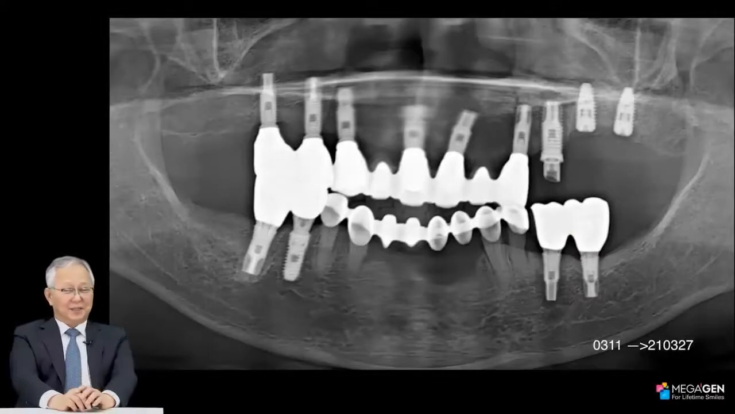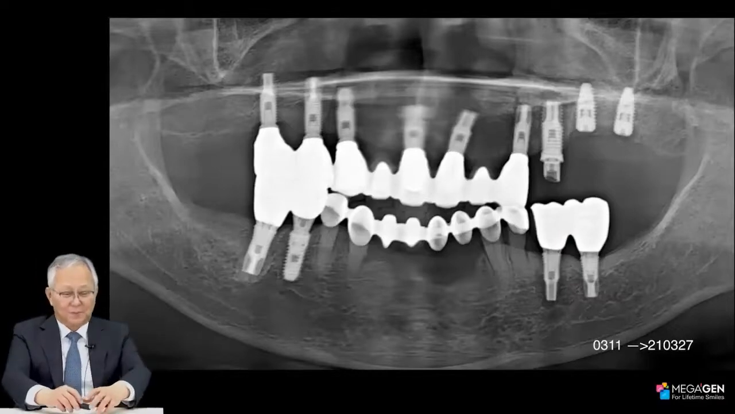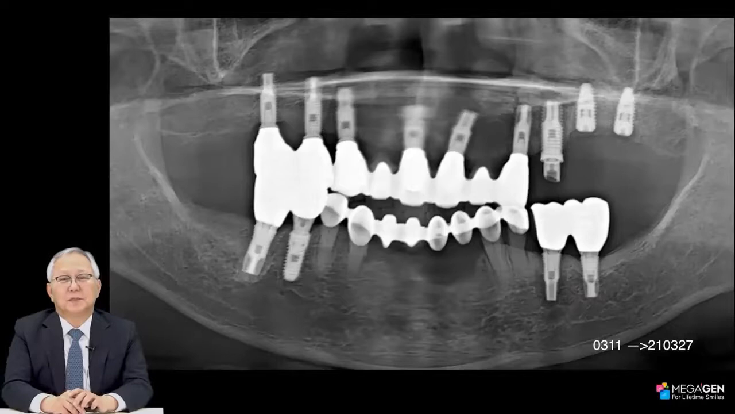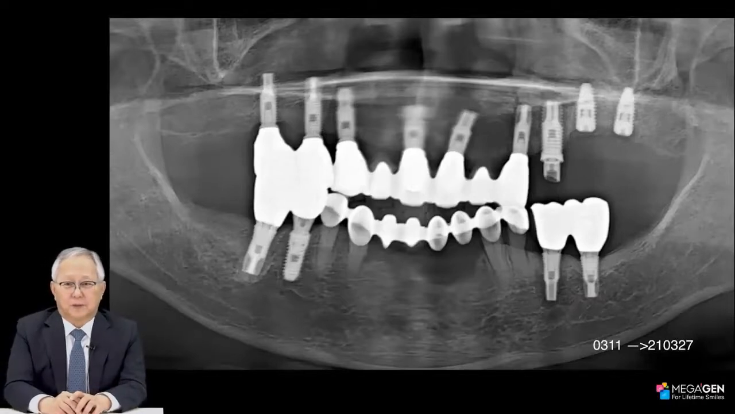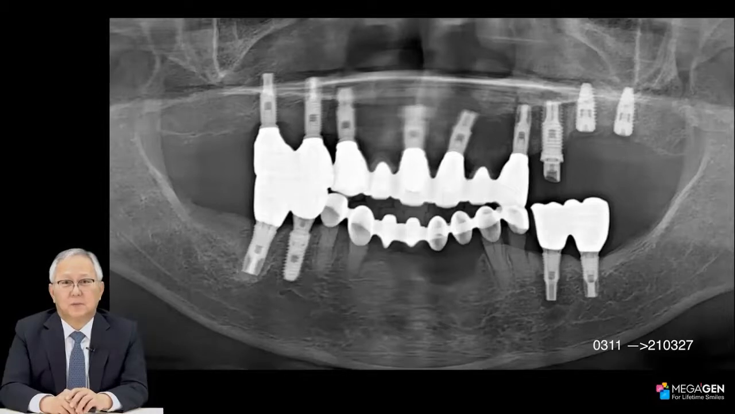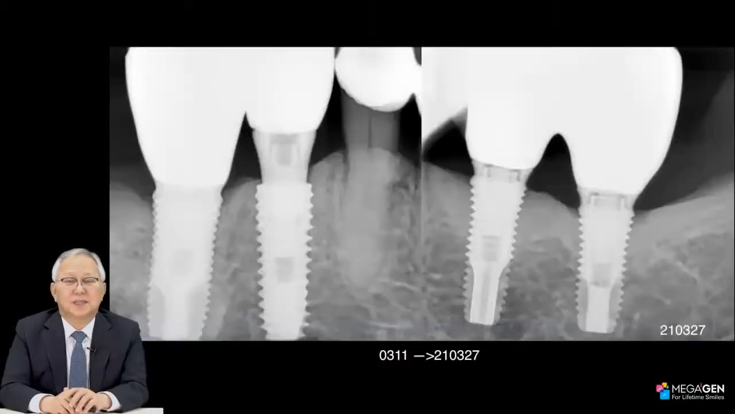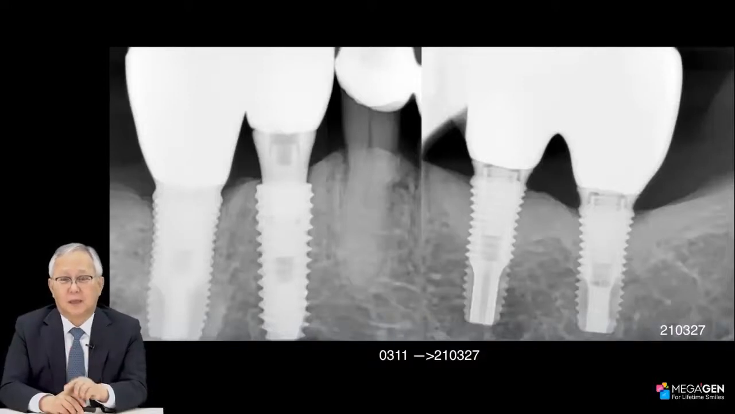I had a chance to see this case carefully during the preparation of this lecture. The patient had many implants placed in 2003, almost 15 years ago. But all the implants still work very well. When I look at the intraoral X-ray, these were external hex implants, and you can see the difference in the crestal bone responses. This external hex implant was placed in 2003 with a follow-up visit in 2021.